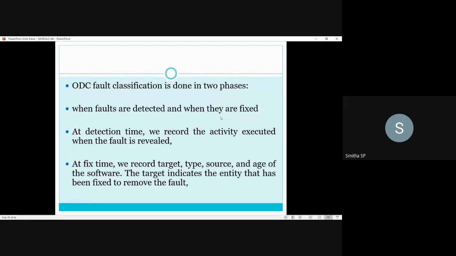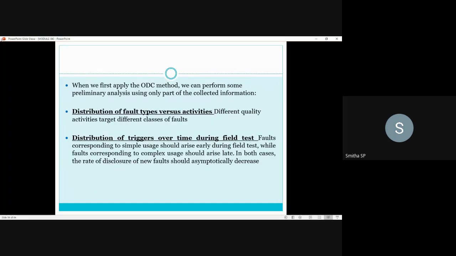The target indicates the entity that has been fixed to remove that fault. You have identified the fault, right? So now in the second phase, you are fixing that fault. That is what you call the target. It is an entity that has been fixed in order to remove that fault.